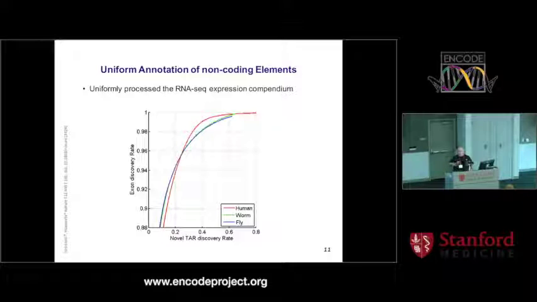In order to do this analysis and look at the amount of transcription we detected, one has to be very careful in order to set the data sets from different organisms on an equal footing. So we set up a way to uniformly process all the RNA-seq data across all three organisms, and we used this method to set the threshold across all three organisms, because all three organisms were sequenced with different numbers of tissues to different sequencing depths, and the genomes obviously have different sizes.